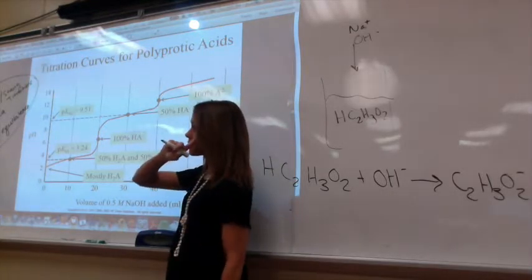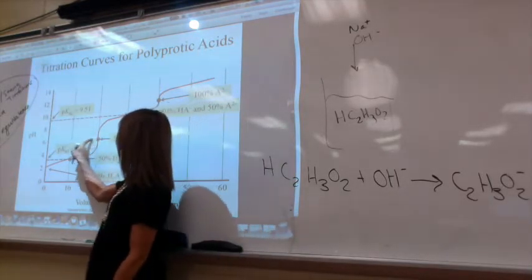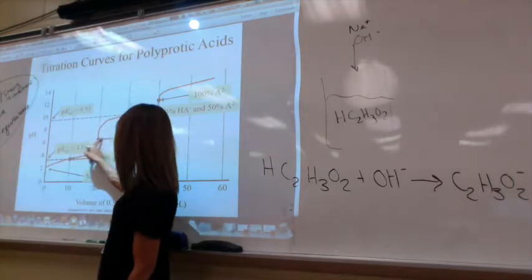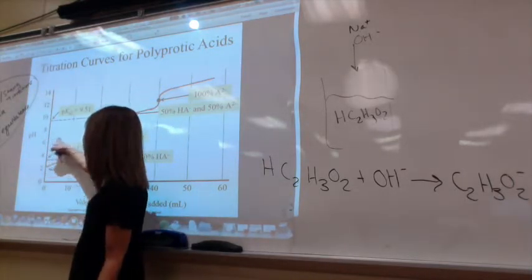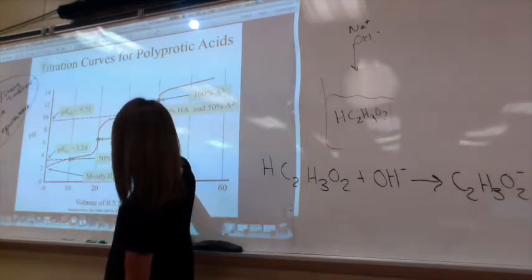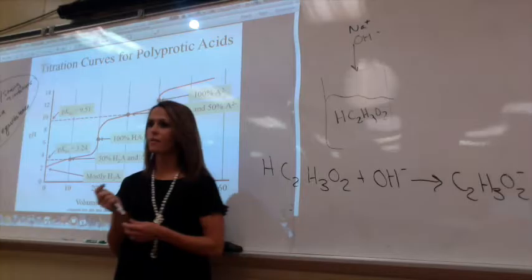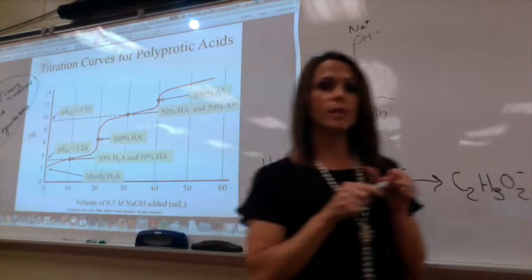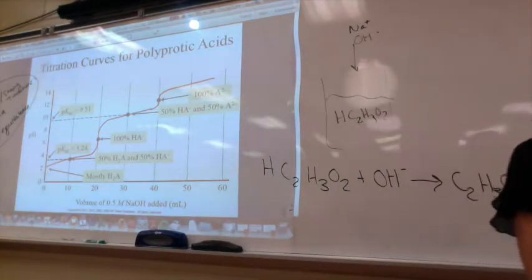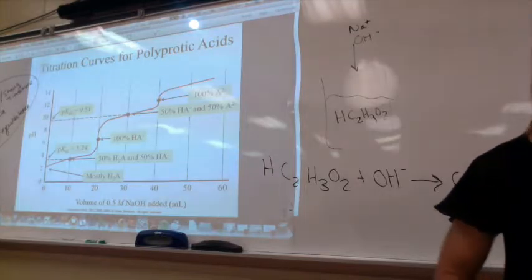Does that make sense? And then you have two equivalence point pHs. So this one's roughly around 6 point something, and then this one's roughly around 12, and then you can calculate your pKa values based on the half equivalence point. Lots of information on that graph. Any questions?